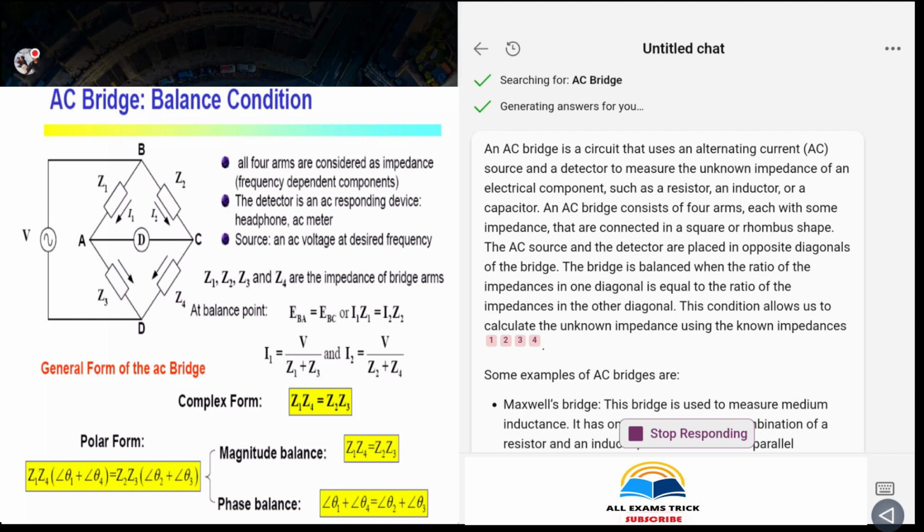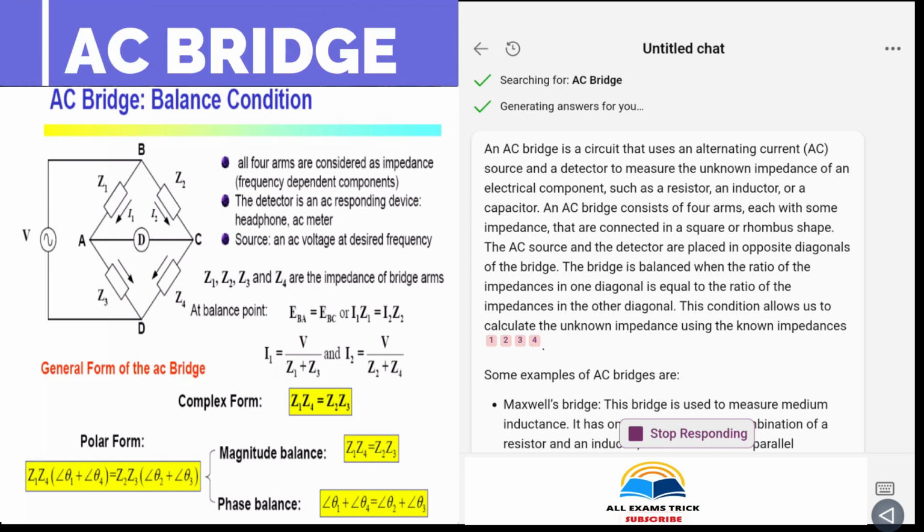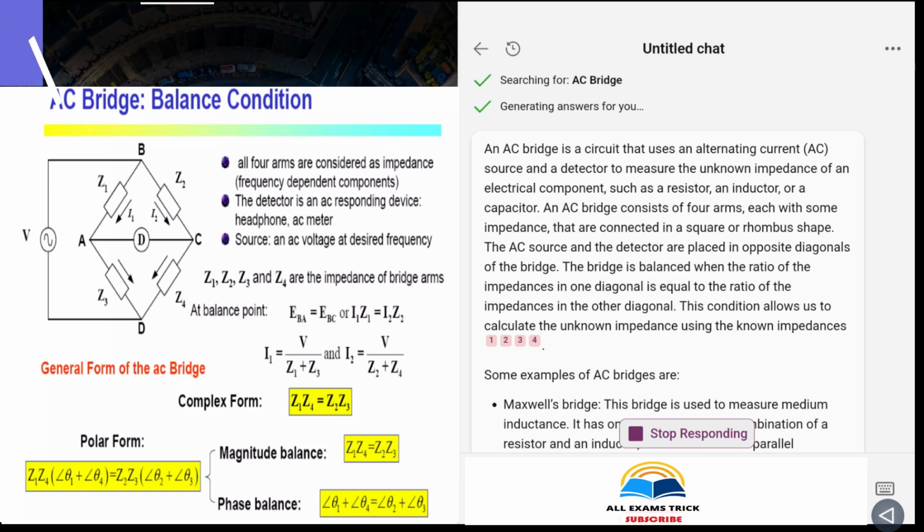The bridge is balanced when the ratio of the impedances in one diagonal is equal to the ratio of the impedances in the other diagonal. This condition allows us to calculate the unknown impedance using the known impedances.